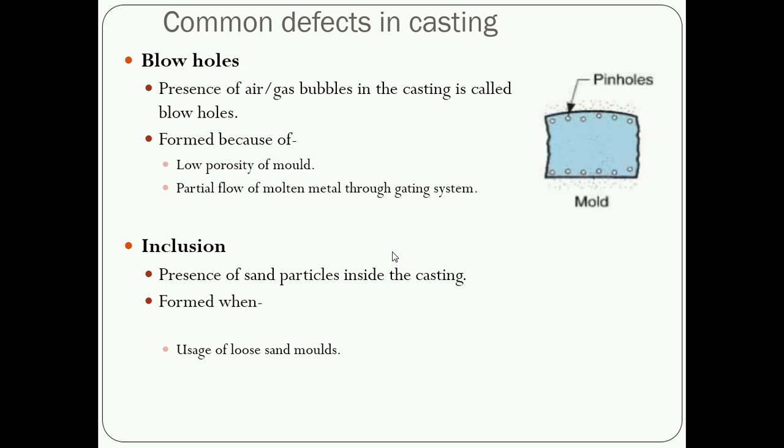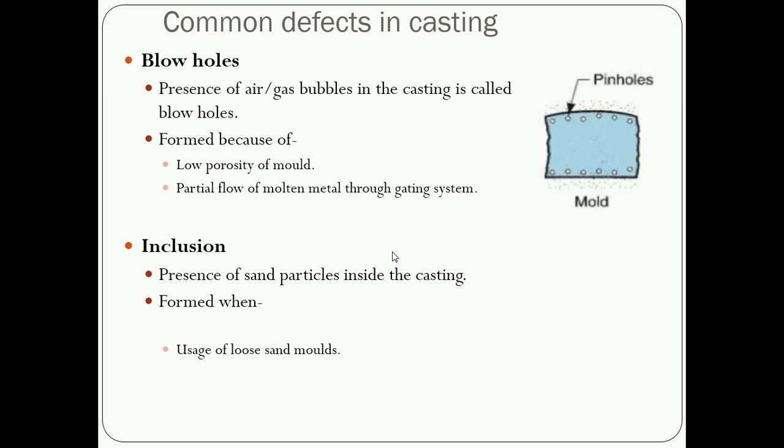pressurized gating system. The design of the gating system should be such that it does not take outside air into the gating system. Likewise, you have to design the gating system. Presence of air or gas bubbles in the casting is called blowholes, and the causes of blowholes are low porosity in the mold and partial flow of molten metal through the gating system.